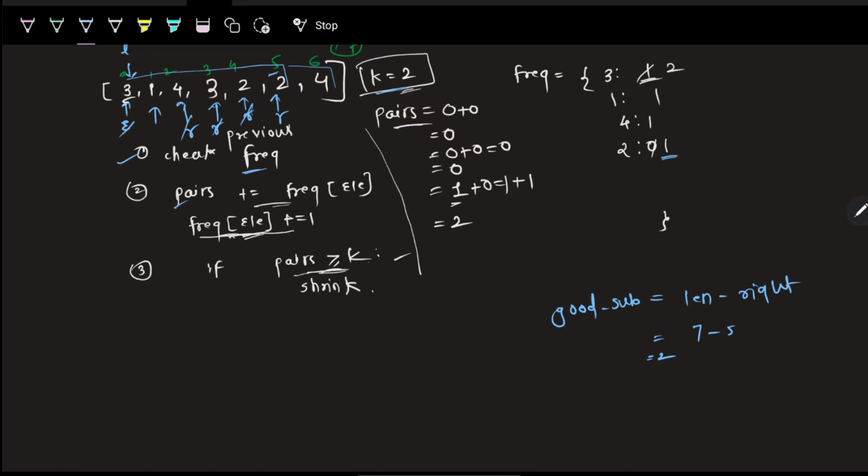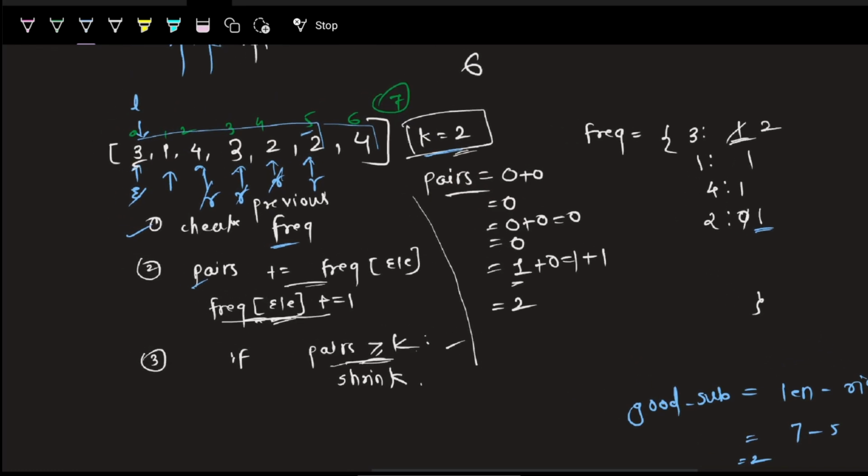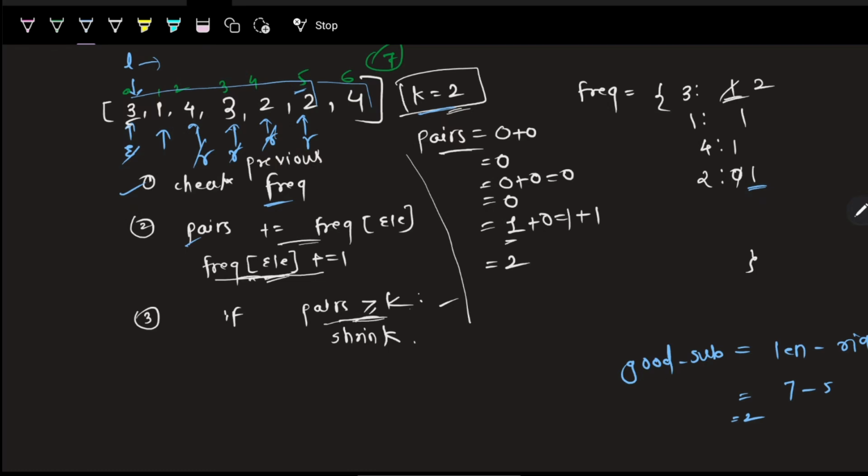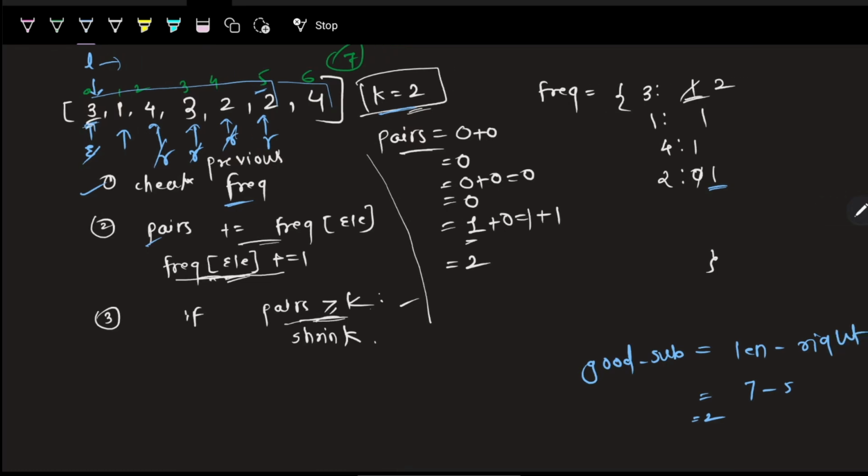So I will shrink it. How will I shrink it? I will just move my left pointer to the next. Before moving it, I will decrement the frequency of this element. What is the frequency of this element? 3. So I will decrement it. So now it will become 1 by 1. And I will update my pairs count, because as the frequency has decreased, my pairs count will change. Subtract the frequency of that element. For that left, what is the frequency? 1. So my pairs will become 1 now.